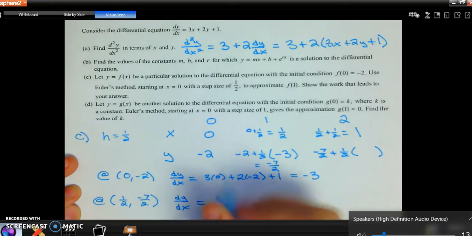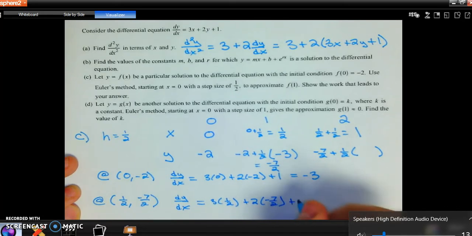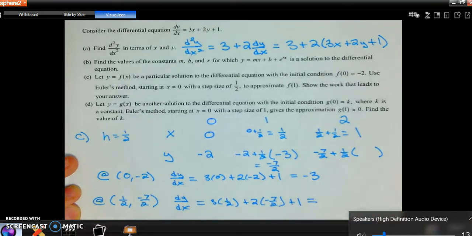Okay, so now when I plug in that, I'm going to get 3 times 1/2 plus 2 times -7/2 plus 1. And you can go ahead and get a common denominator there, so you end up with something like -14/4 minus 9/4, right? And then I think that's going to give me a negative 9 halves. Okay, so that's negative 9 halves. So that's just kind of cleaning that up.